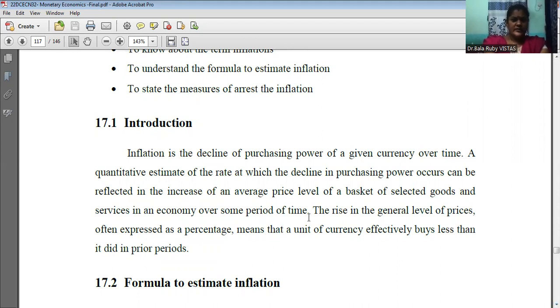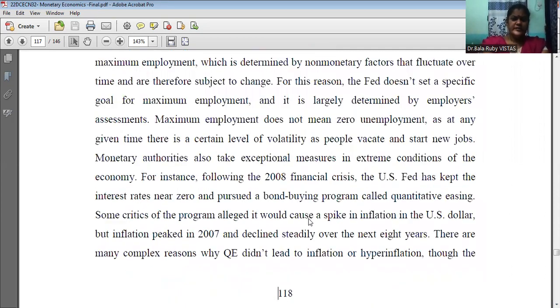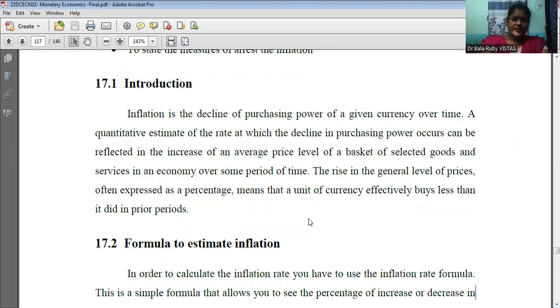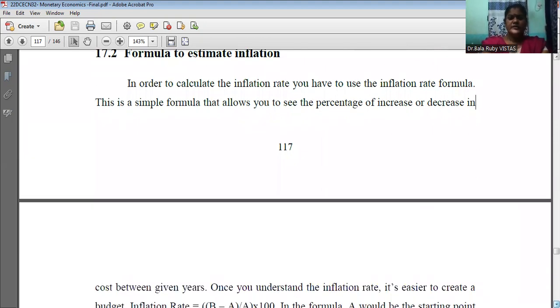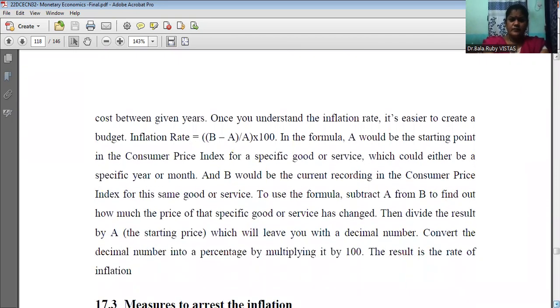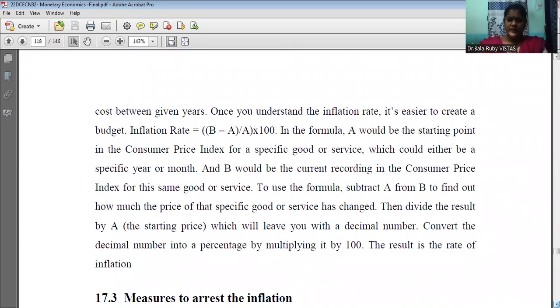So let us concentrate on the formula to estimate inflation. In order to estimate or calculate the inflation rate, we have to use the inflation rate formula. This is a simple formula. It allows us to see the percentage of increase or reduction in the cost between given years. Once we understand the inflation rate, it is much easier to create a budget. The inflation rate is equal to B minus A divided by A into 100.